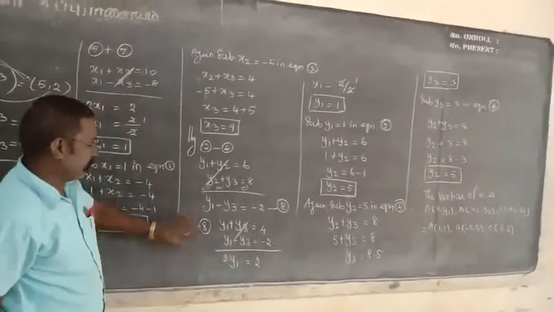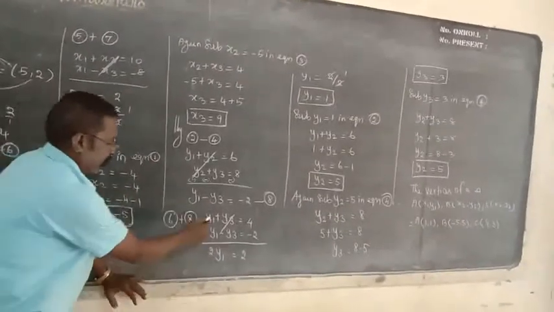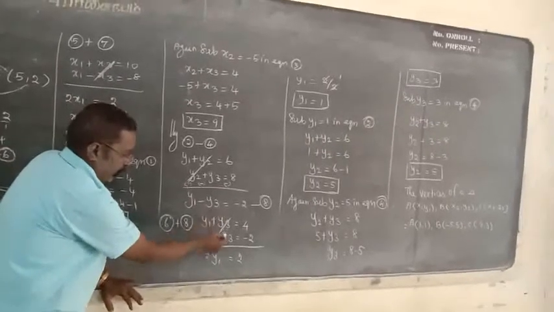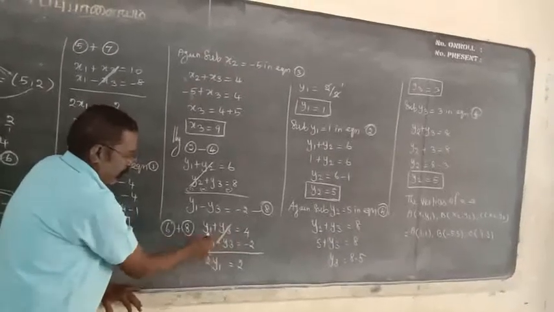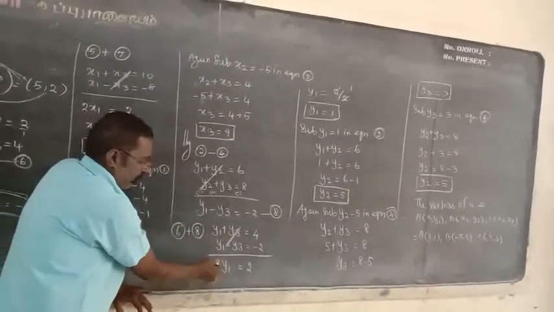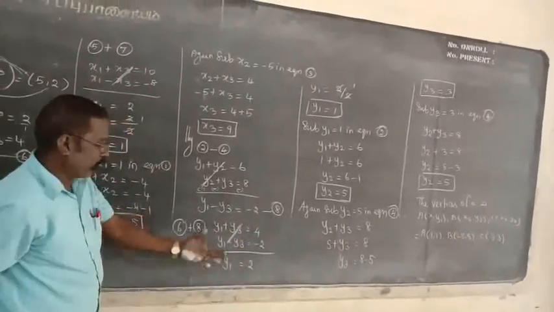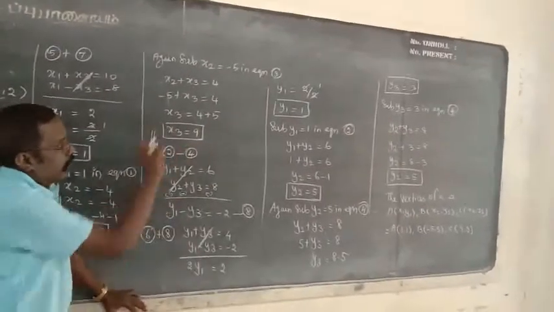Similarly, equation number 6 and equation number 8 you take. Here plus y3, here minus y3, so add these two equations. This one is cancelled, so 2y1 equals 4 - 2, which is 2. So y1 equals 2/2 equals 1. So y1 equals 1.